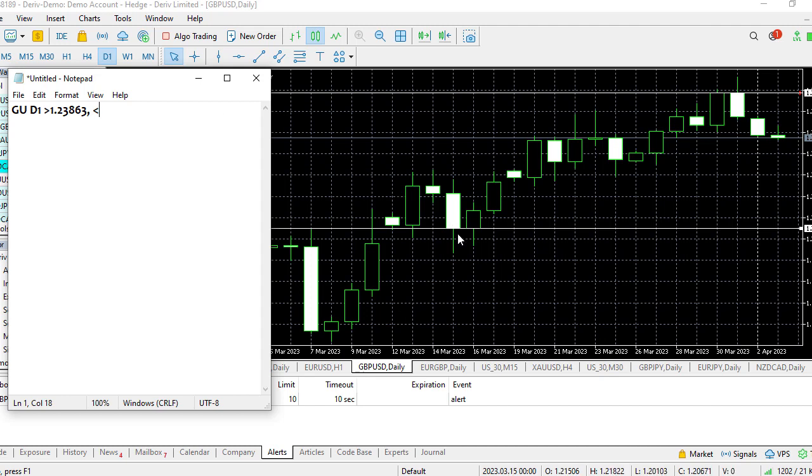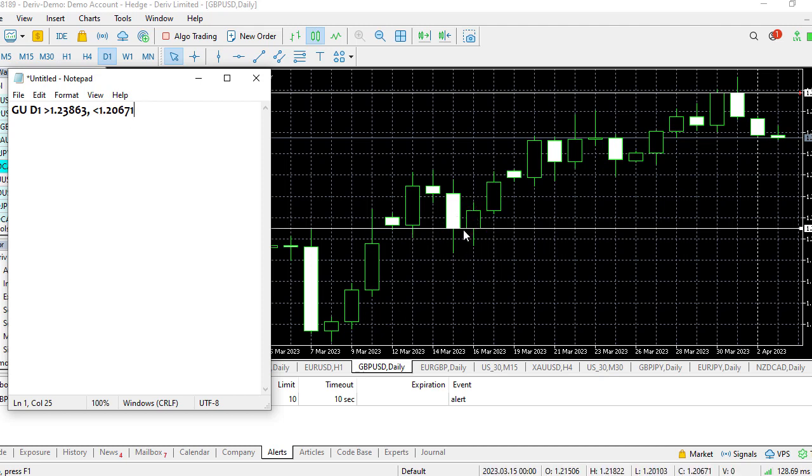So in this case now, I use the lower than here because the price is currently lower than the current market price. So put that like that. The two prices, the close price here and the open price here, were the same.